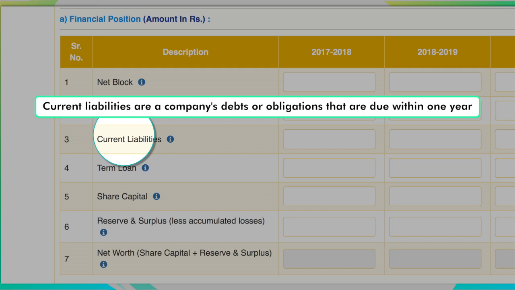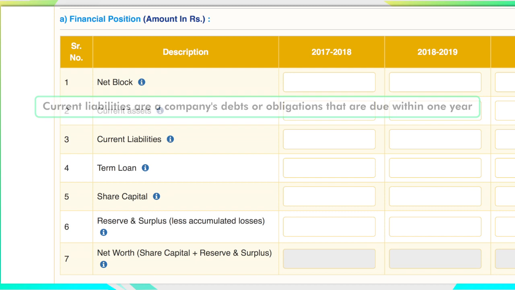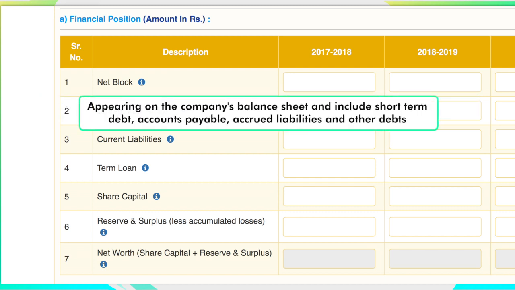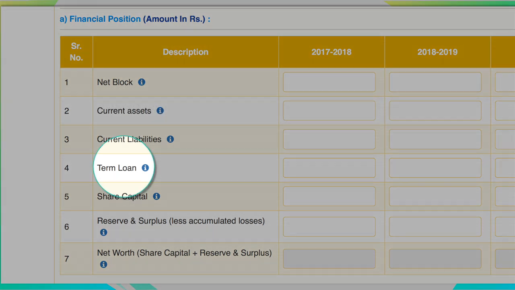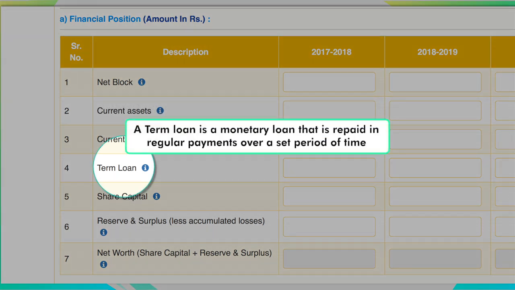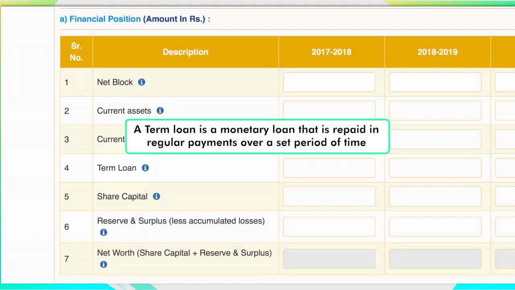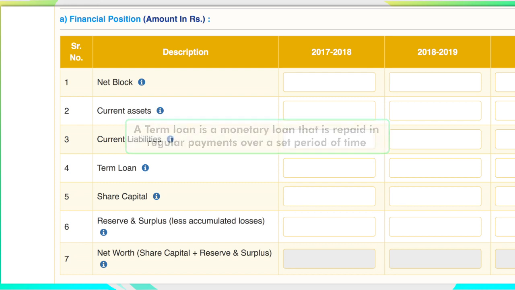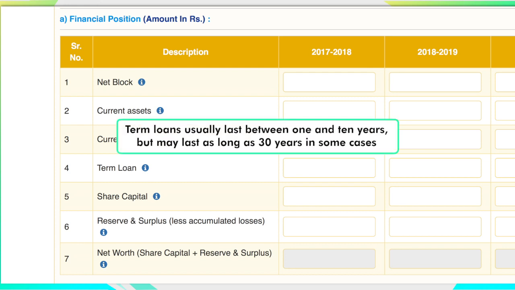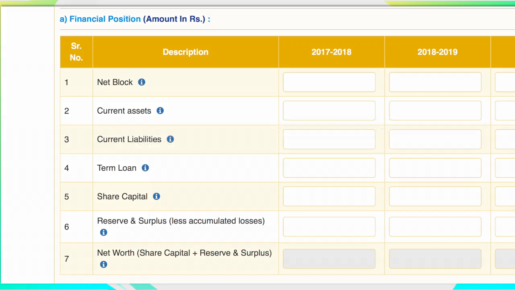Current liabilities are a company's debts or obligations that are due within 1 year, appearing on the company's balance sheet, and include short-term debt, accounts payable, accrued liabilities, and other debts. A term loan is a monetary loan that is repaid in regular payments over a set period of time. Term loans usually last between 1 and 10 years, but may last as long as 30 years in some cases.